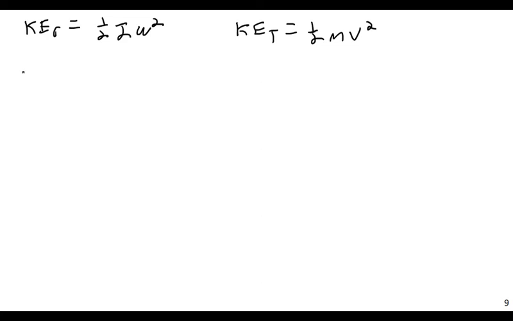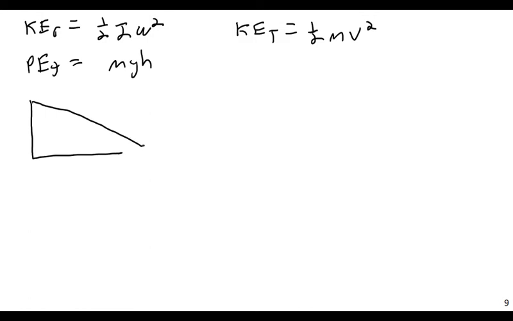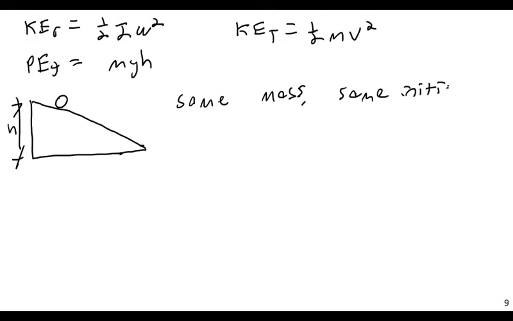And the gravitational potential energy is mgh. Now, if I release an object from here, whether it be the wheel, the cylinder, or the pipe, they have the same mass. Same mass, same initial mgh of gravitational potential energy.